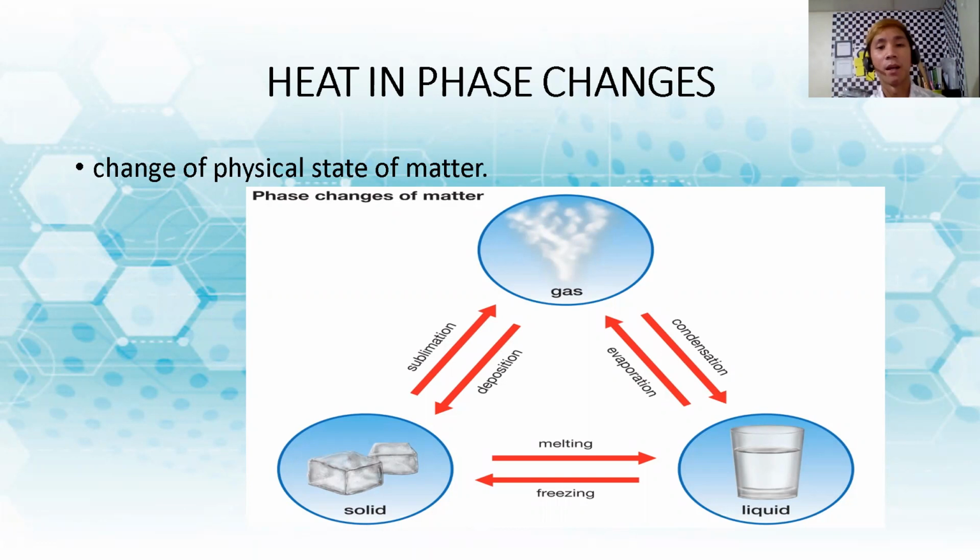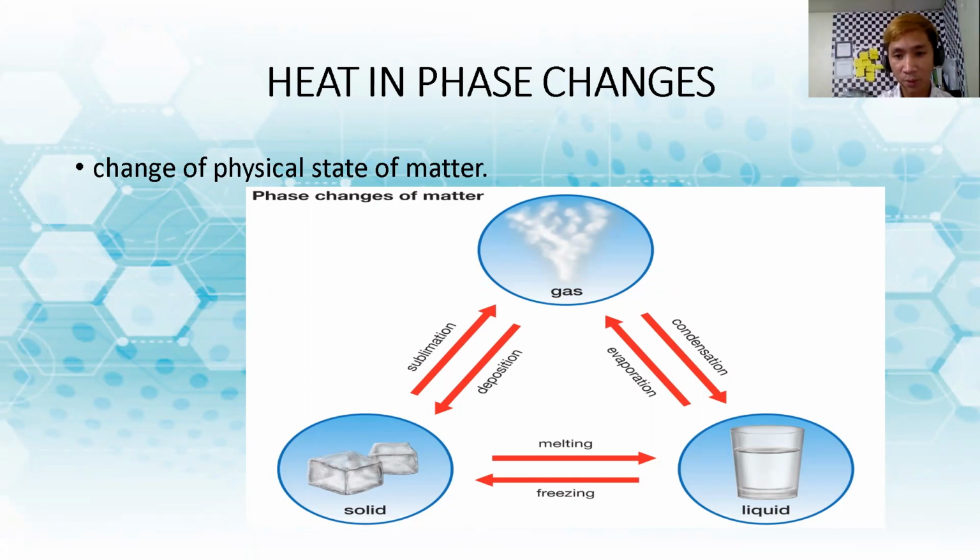Alright, so to start our lesson for today, it is all about the heat in phase changes. Let's have here a diagram representation of how water turns to different states of matter. So we have first melting, wherein solid turns to liquid, and then liquid turns to gas, and that is evaporation. There is also a process wherein the gas turns to solid, and that is deposition.